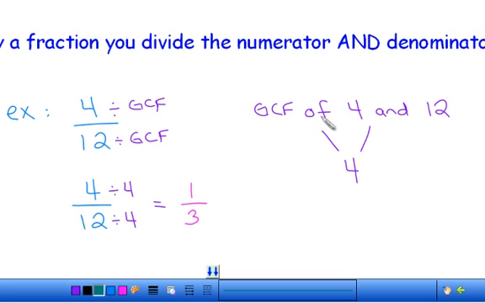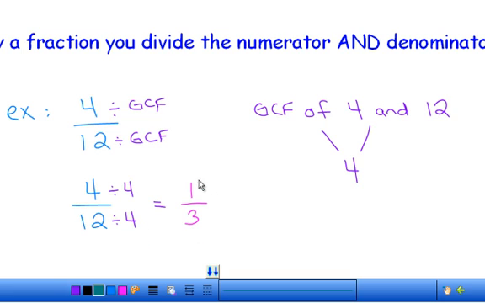So I came over here and just kind of reminded you that the GCF of 4 and 12 is 4. Okay? Remember, greatest common factor. This is the biggest factor that goes into 4 and 12 evenly. Okay? 2 is a factor because it goes into both these evenly, but it's not your biggest factor. So then down here I showed you how we simplified the fraction. We did 4 divided by the GCF, so 4 divided by 4 is 1. And then 12 divided by the GCF, so 12 divided by 4 is 3.